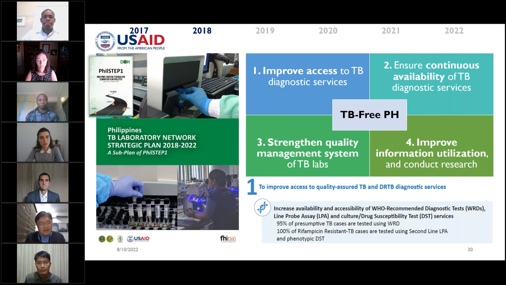Now, in 2017, we developed the Philippine Strategic TB Elimination Plan. This TB elimination plan aims to address the growing concern of the very high incidence of TB in the country, and it was a sub-plan for 2017 up to 2022. From this, we developed a sub-plan specific for the TB laboratory network. And its objectives center around improving access to TB diagnostic services, ensuring continuous availability of TB services, strengthening the quality management system of the labs, and improving information utilization and research conduct. So it actually boils down to improving access to these diagnostic services. And so we did a diagnostic network optimization back then.